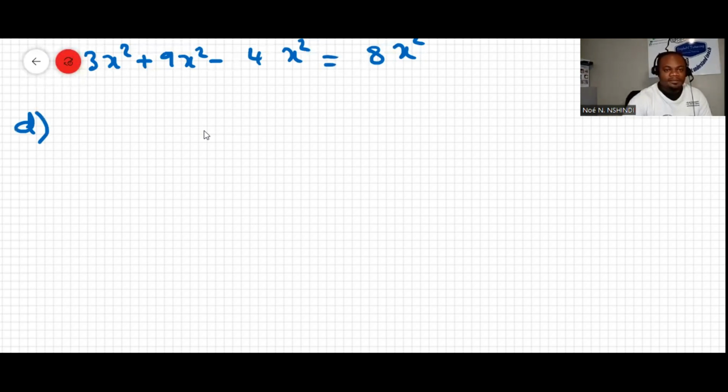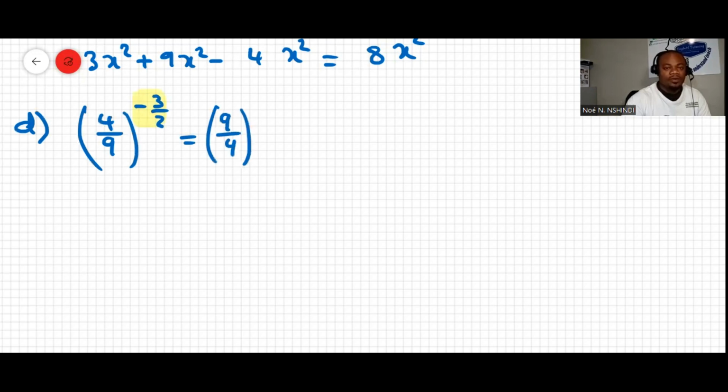Question D says 4 over 9 to the power of negative 3 over 2. So in this case, because we have a negative exponent there, according to the law, it means that we can write it with a positive exponent. So it's going to be 9 over 4 to the power of 3 over 2. Just the exponent becomes positive.